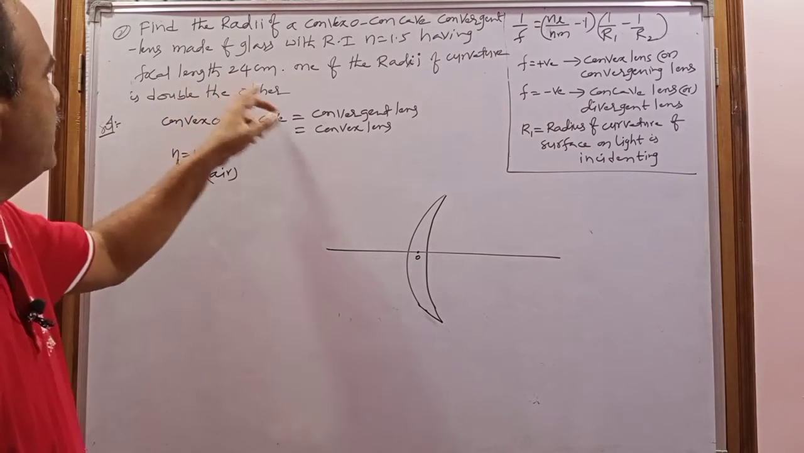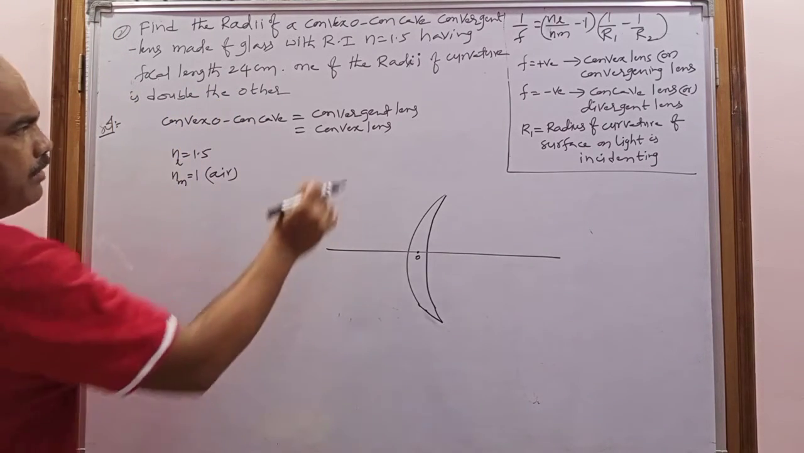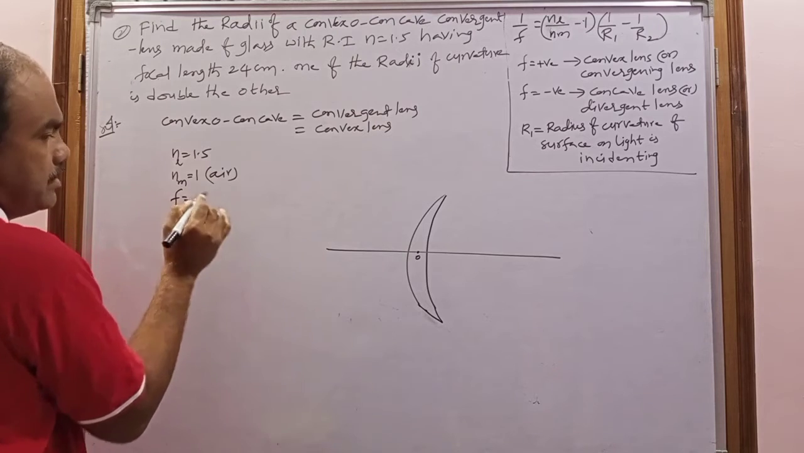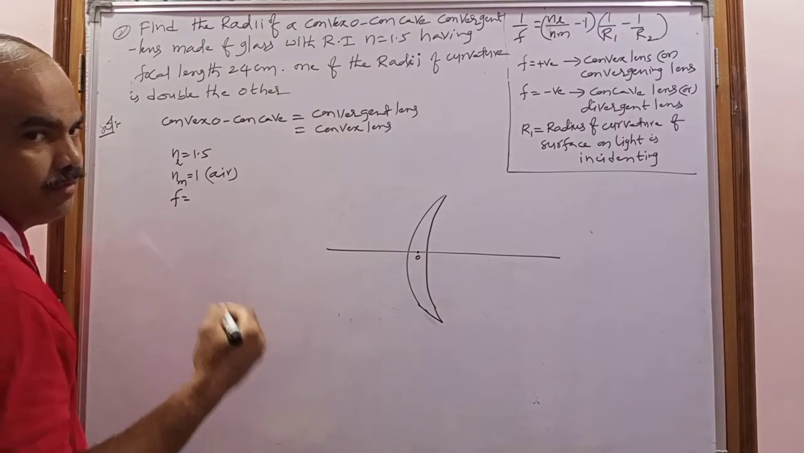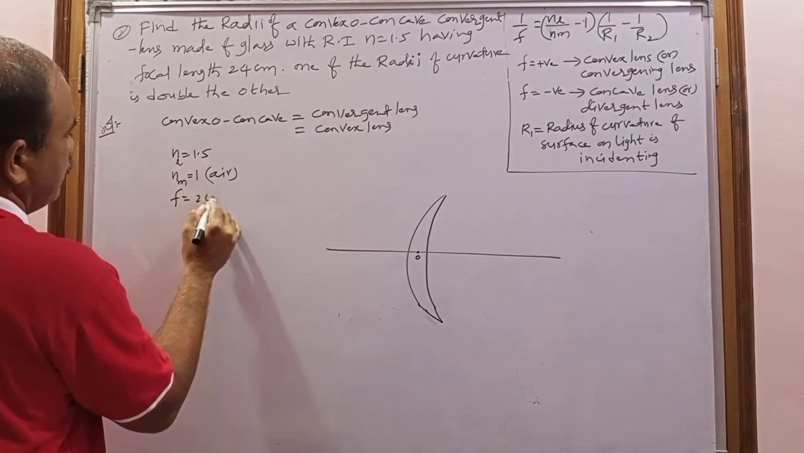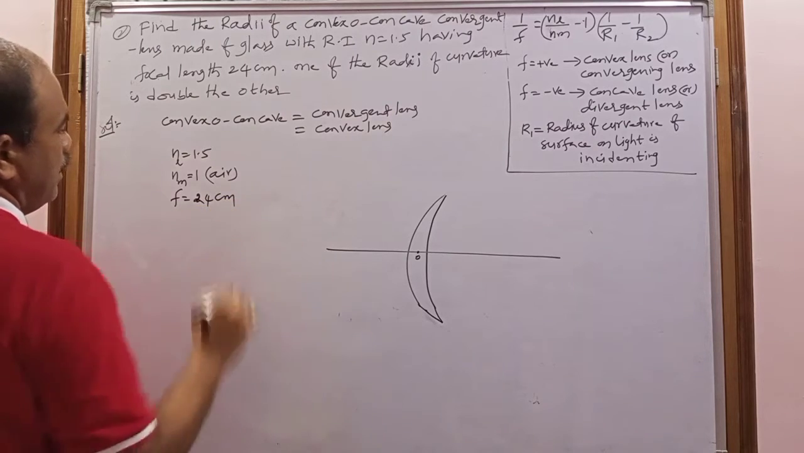And next, focal length is 24. So it is which type of lens? Convex lens. So that's it, focal length is positive when we are applying the sign convention, remember. So 24 centimeter. And what is given?